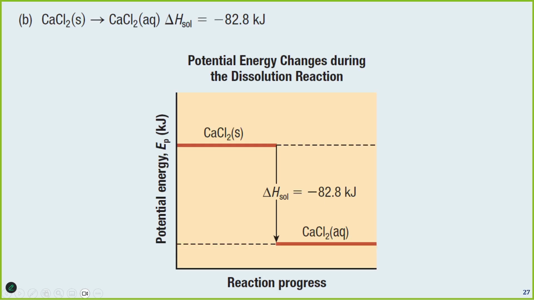For the second reaction, since delta H is negative, this reaction is exothermic. In an exothermic reaction, the reactants will have greater energy than the products. So the arrow will point downward from the reactant to the product.